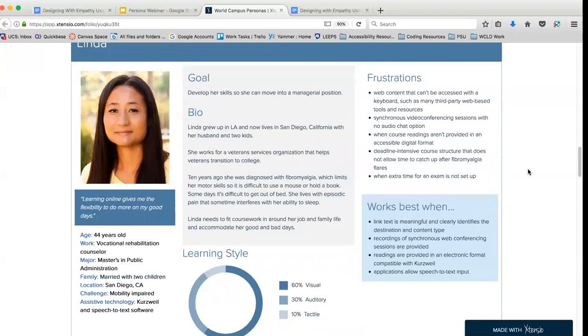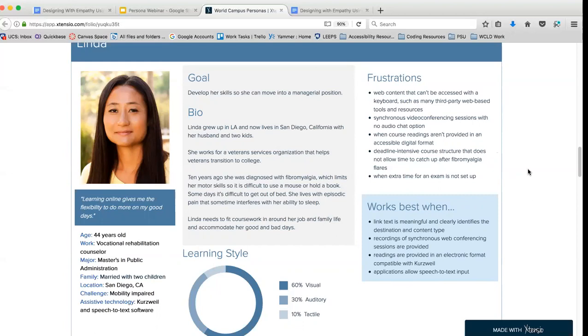So some of her biggest frustrations are anything that doesn't work with a keyboard, because like I mentioned, she can't always control a mouse. Anything where there's not textbooks in an accessible digital format, because she uses Kurzweil, which is a speech-to-text software. So unlike JAWS, as I mentioned earlier, this wouldn't be for someone who's visually impaired, but it's for someone who might need text in a digital format like she does, because she can't hold a physical book.